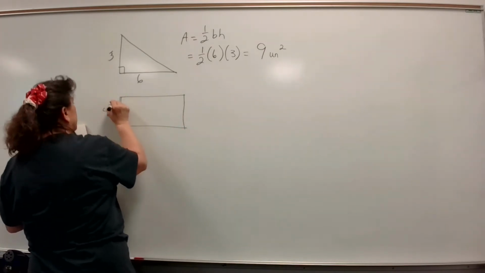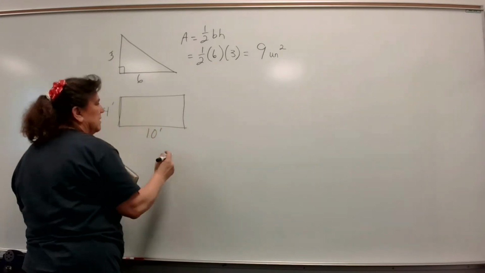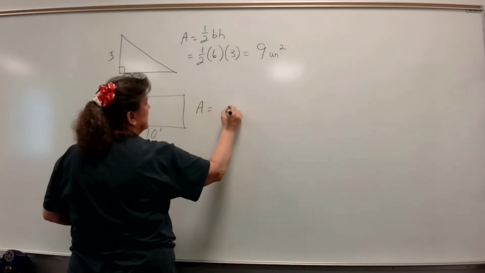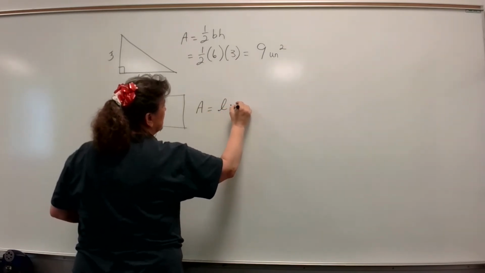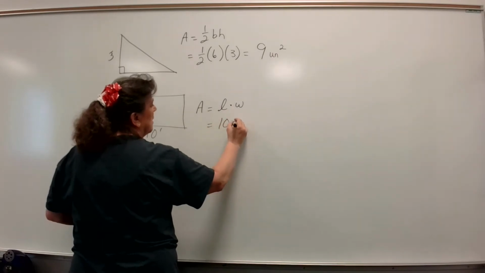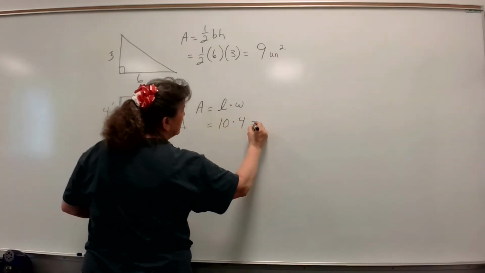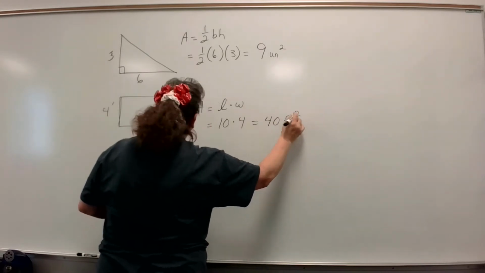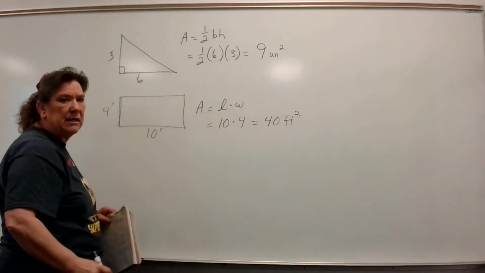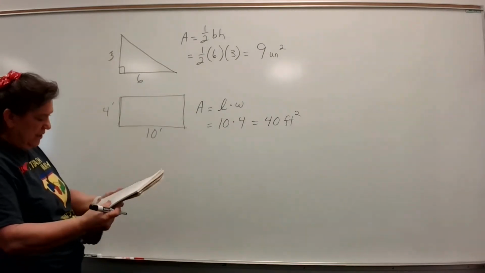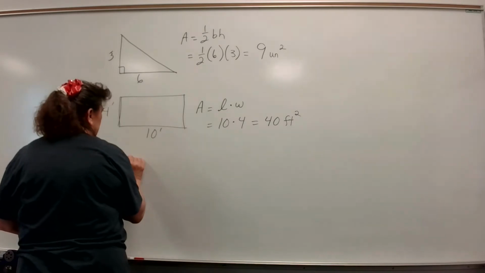Okay, let's look at this rectangle. This is 4 feet and 10 feet. Remember, the area of the rectangle is equal to length times width. My length is 10. My width is 4. Thus we have 40 feet squared, because that one little mark indicates feet. Okay, so let's look at another one.